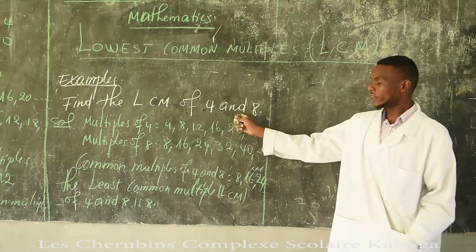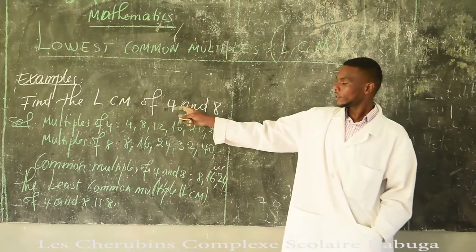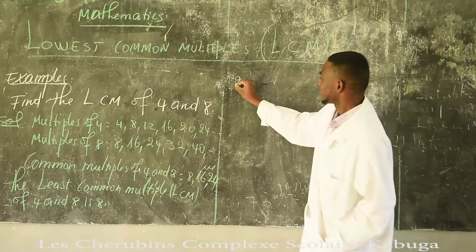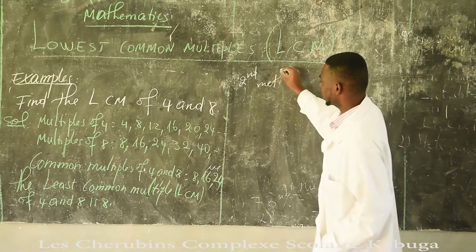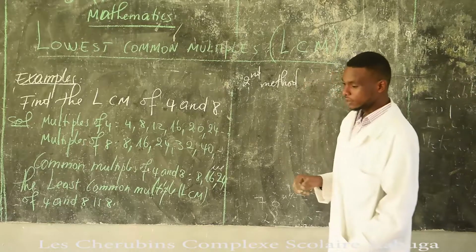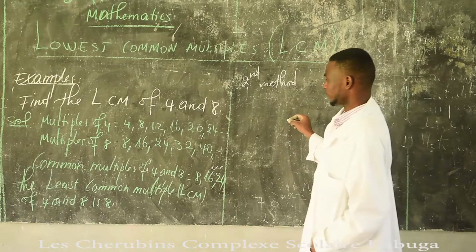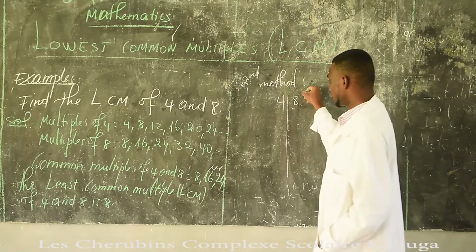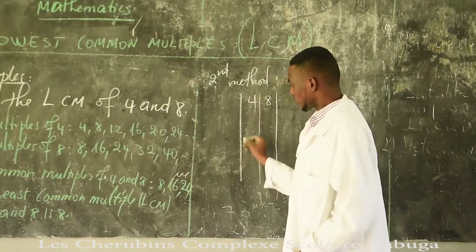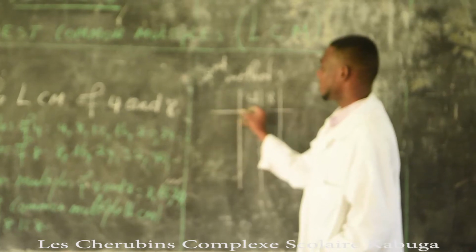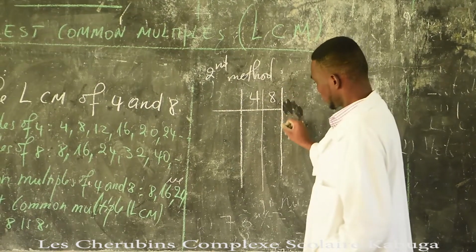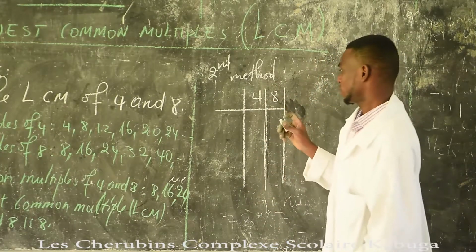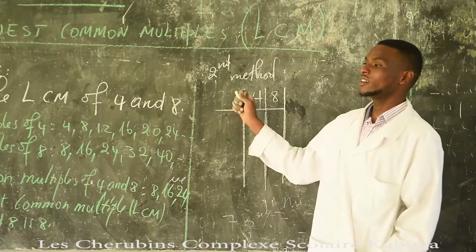So let's try to find out the lowest common multiple of 4 and 8 using the second method, the ladder method. First of all, you have to write 4 and here you write 8. You do it like this. This is the ladder method. You begin with the smallest factor.